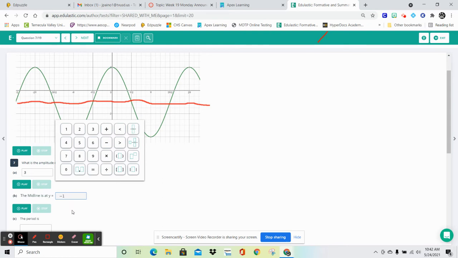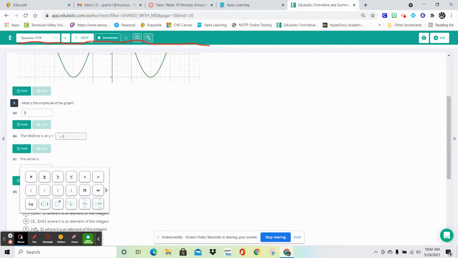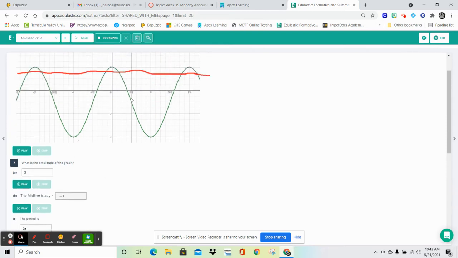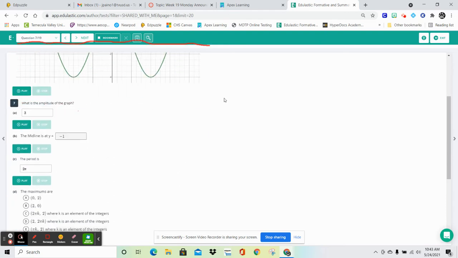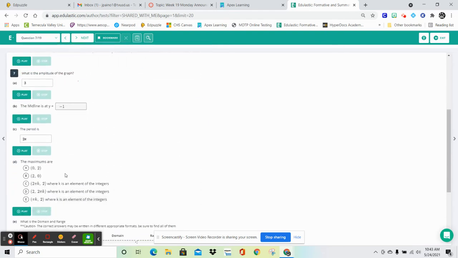The period: now we just look from max to max. You can also do min to min. So the period here is 2 pi. The maximums start at 0, and they happen every 2 pi, and it's up at 2. So it's 2 pi k, comma 2, where k is an element of the integers.